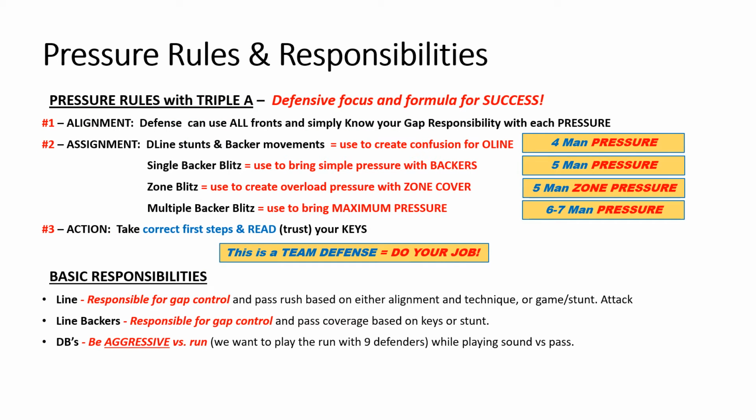Pressure rules for the AAA, real simple. Again, alignment, can use all the fronts, just simply need to know your gap responsibility with each of the pressures. And then the assignments, as we said, we've got 4, 5, and 6-man pressures. Again, action, take the correct first steps and then trust your reads. This is again a team defense. Everybody just needs to do their job. Basic responsibilities, line and the backers, gap control, and then DBs, we want to stay aggressive using our base cover 4 so we can get 9 run defenders versus run action.